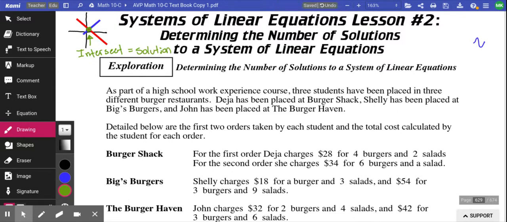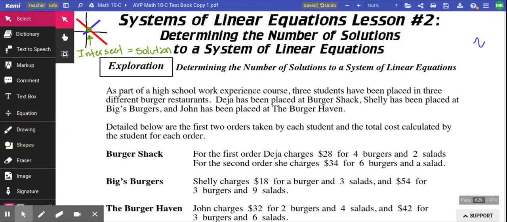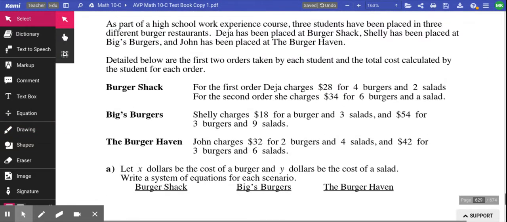So we're going to read this little narrative here. It says, as part of a high school work experience course, 3 students have been placed in 3 different burger restaurants. Deja has been placed at Burger Shack, Shelly has been placed at Big's Burgers, and John has been placed at the Burger Haven. Detailed below are the first 2 orders taken by each student and the total cost calculated by the student for each order.